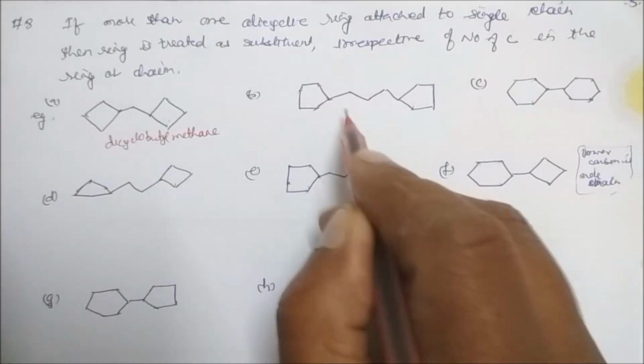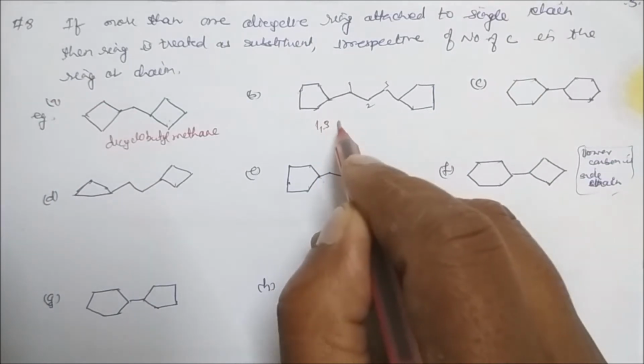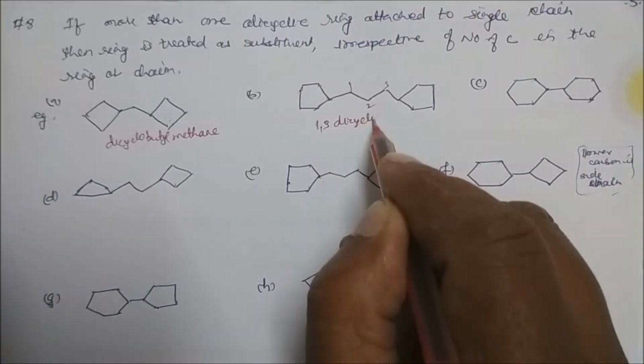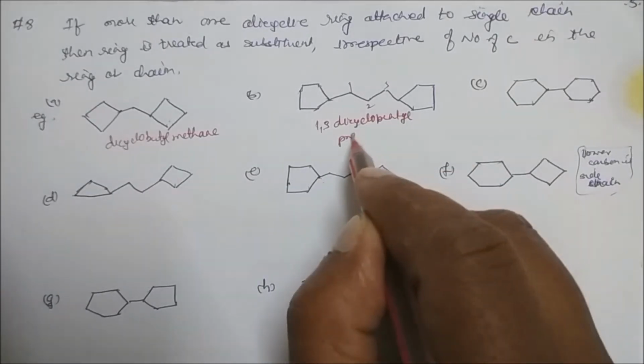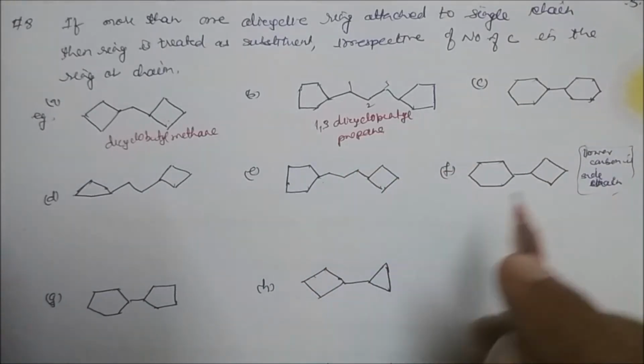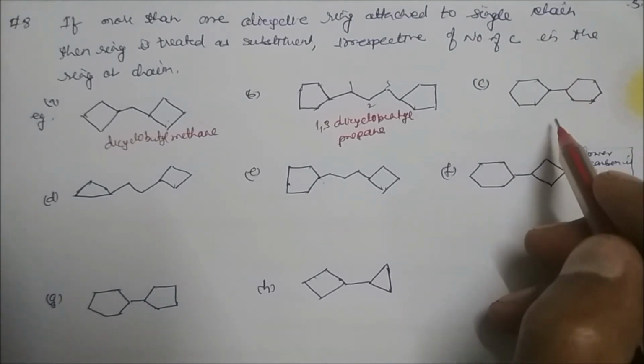So we can say this is your 1, 3. So this is 1 and 2 and 3. So 1, 3 dicyclopentyl. It is called propane, right? Now here, in this case, there is no methyl group. So this one will be treated as a substituent.